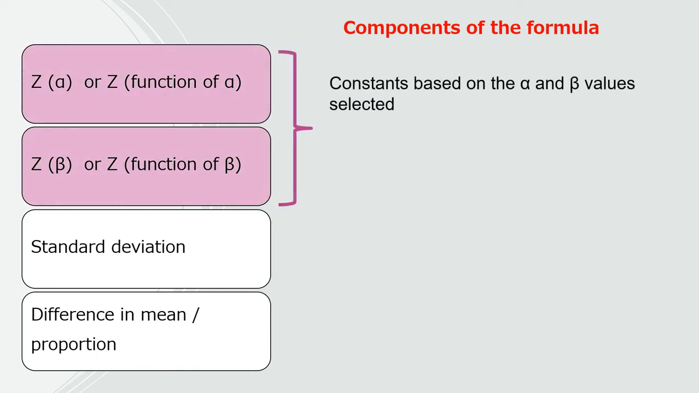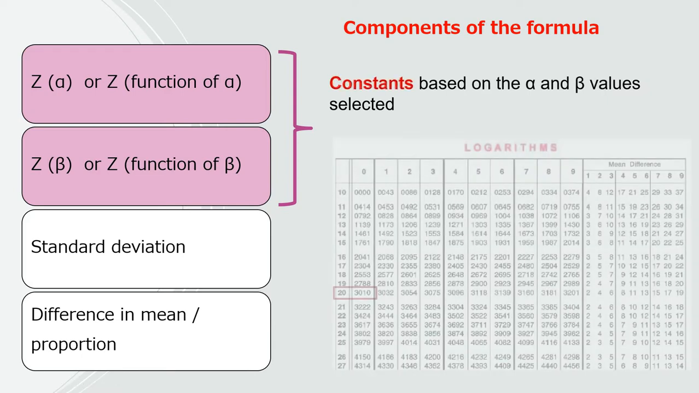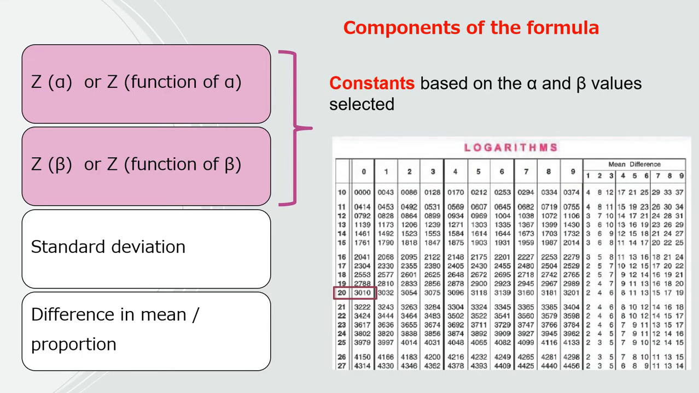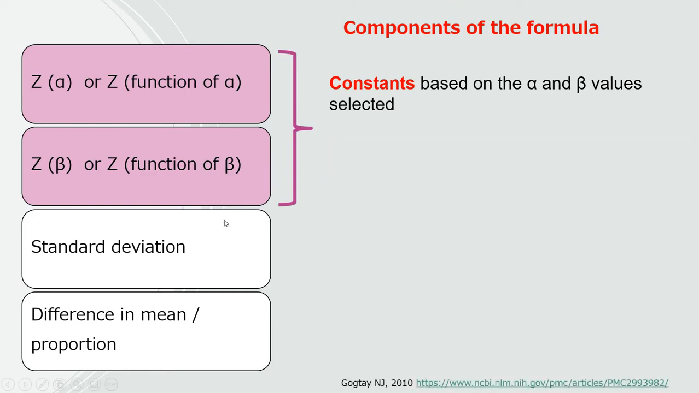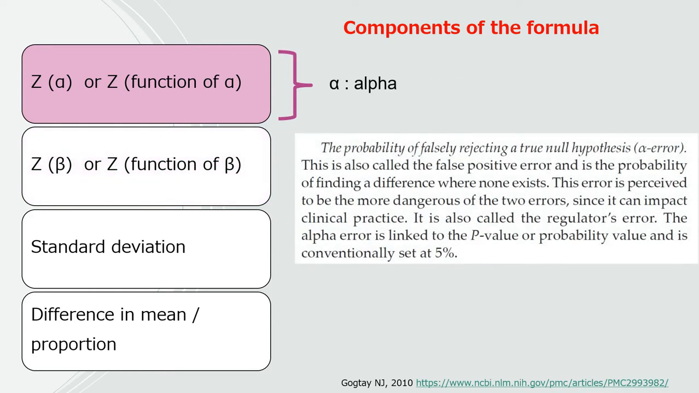Let's have a look at the first two variables, the Z components. These Z components are nothing but constants. These constants are similar to that of the log tables that we use. For example, log 2 to the base of 10 is 0.3010. Similarly, in earlier days, before the advent of software, these Z functions were actually referred to in a book or constant tables that were available. What do these constants mean?